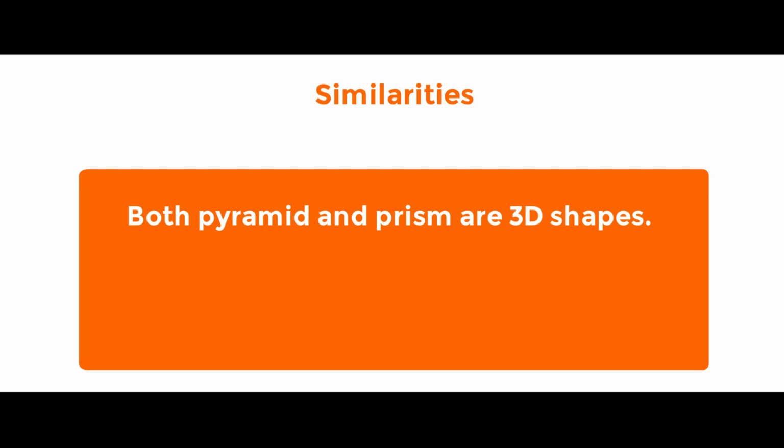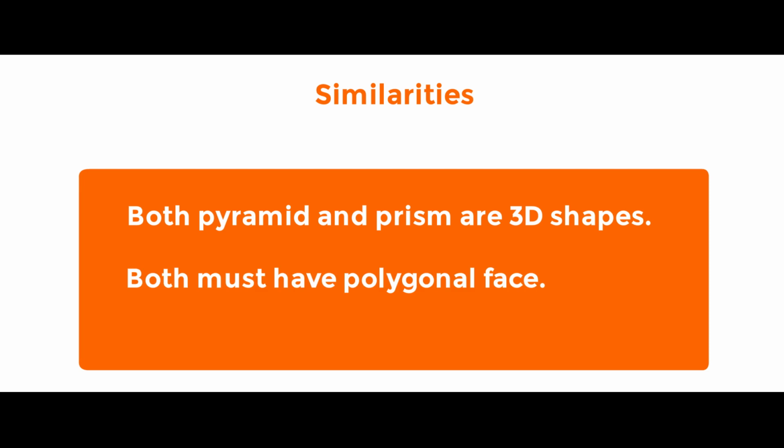Now let's look at the similarities. Both pyramid and prism are 3D shapes. Very simple, right? Second thing, both must have polygonal faces. They can't have curved faces or circular faces. Okay, now we are done with the differences and the similarities of pyramid and prism.